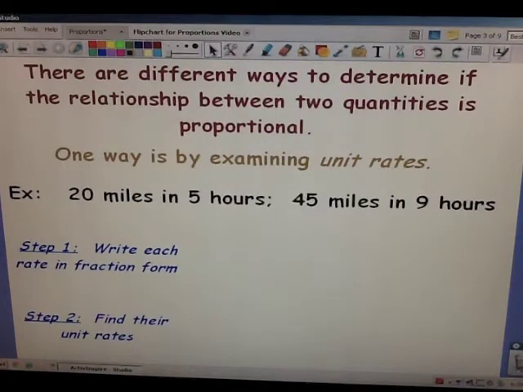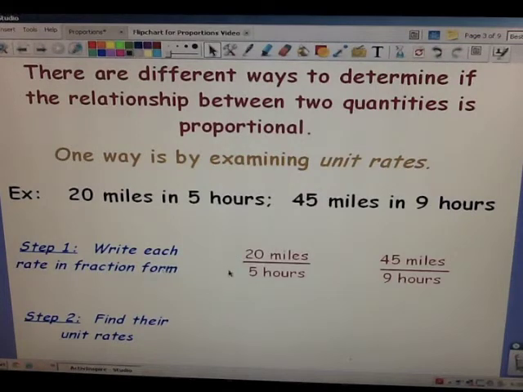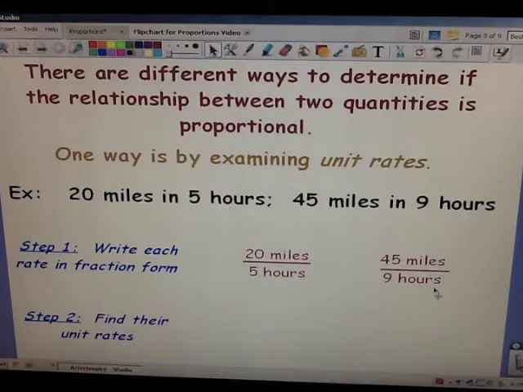There are different ways to determine if the relationship between two quantities is proportional, between two rates or two ratios. One way is by examining their unit rates. For example, if we have the rate 20 miles in 5 hours and the rate 45 miles in 9 hours, and we want to know if they're proportional or equivalent, we can find each of their unit rates. And if they're equal, then they're proportional. So the first step is to write each rate in fraction form. So 20 miles to 5 hours, 45 miles to 9 hours.